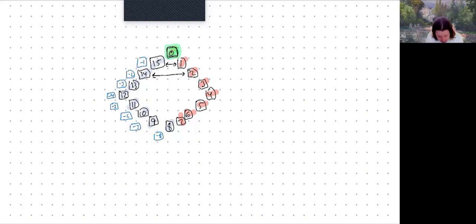This holds true for 13 and 3. So -3 will be encoded as 13. Same for 12 and 4. And -4 will then be encoded as 12, and so on and so forth for the remainder of the values shown here.